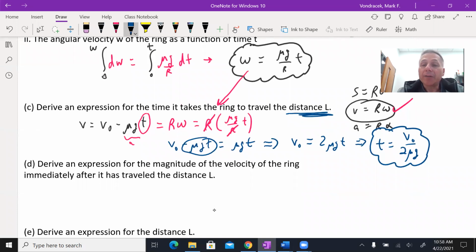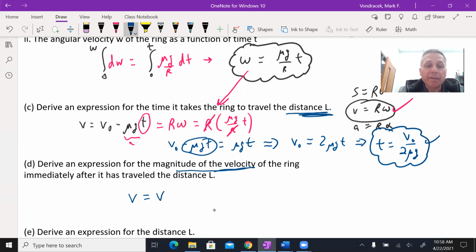Okay. Now that we know the time it takes, it looks like they want us to figure out what that total distance is now. Oh, oops, apologies. They want how fast it's going after it travels that distance. Well, if we know that time and we have a velocity equation, let's just go ahead and plug and chug, I guess.